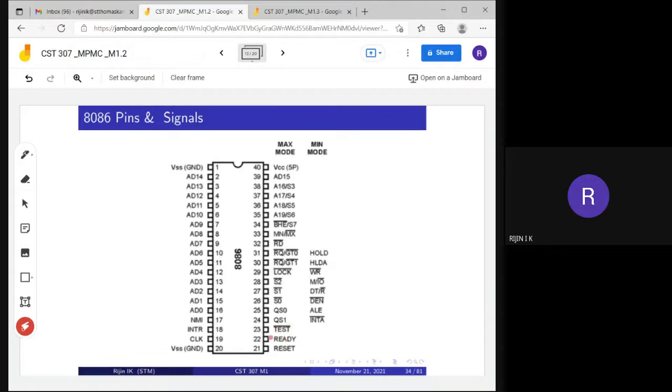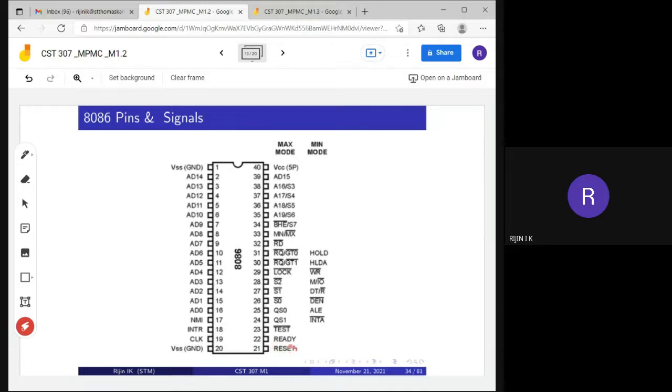Then next one is the ready pin. Actually this ready pin is an acknowledgement pin. That means if a memory operation or any other external device operation is completed, then it will inform that it is completed, providing an acknowledgement that it is ready for performing another operation. Then another pin is the reset pin, which is used to reset the processor to its initial condition.